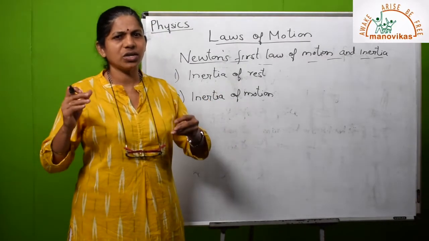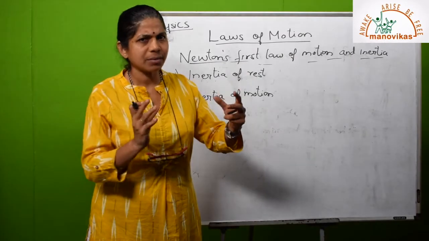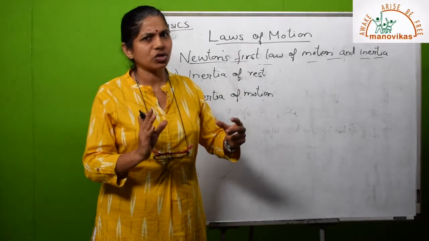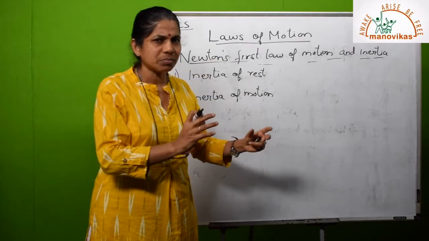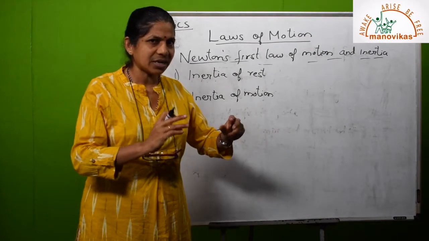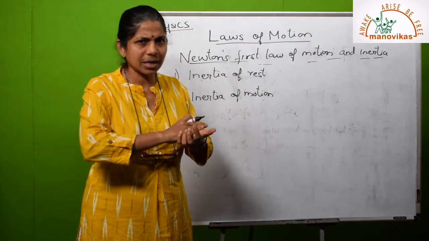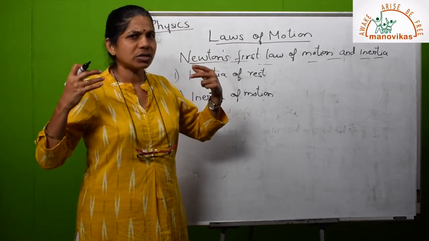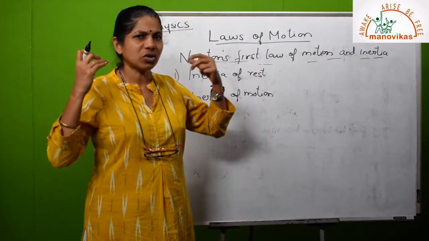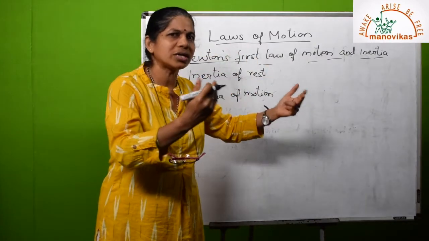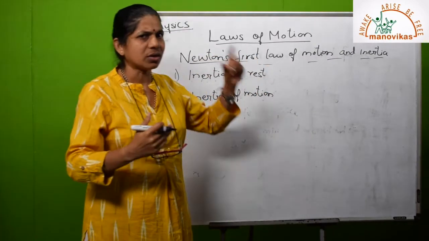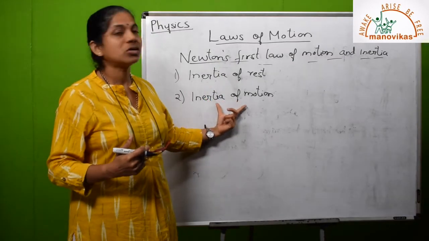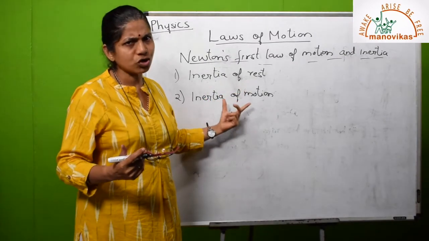You find initially along with the train, the person also is in motion. The moment he jumps, his feet come into contact with the ground and they come to rest, whereas the top portion is still in motion. So because of that, the person tends to fall in the forward direction. So the reason is due to inertia of motion.